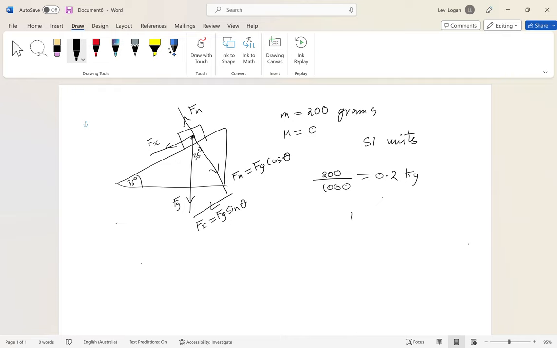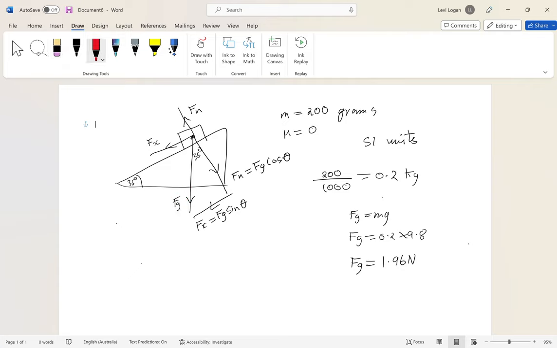Alright, force of gravity is just mass times the gravitational constant, which is 9.8 meters per second squared. So Fg is 0.2 times 9.8. Using our calculator, I wouldn't do this in your head, 1.96 newtons. So that's the force of gravity acting down on the object. So that's this force here, this vector here, if you're a bit lost.